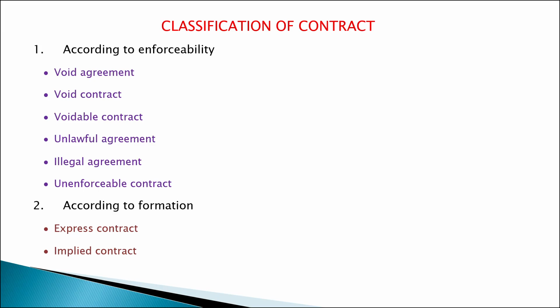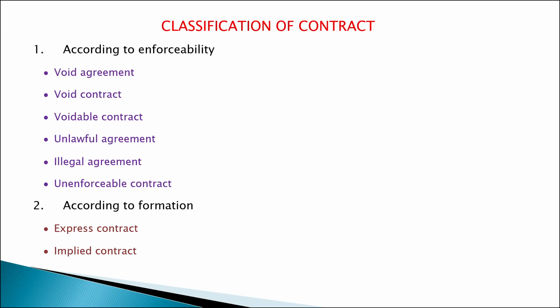Another example is P agrees to sell his cycle to Q and receives from him rupees 100 as advance. Before the sale is effected, the cycle is lost. The contract becomes void. P shall return the advance money. So that is a void contract.